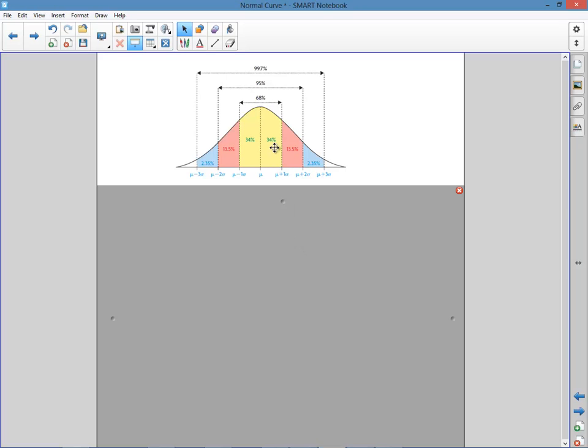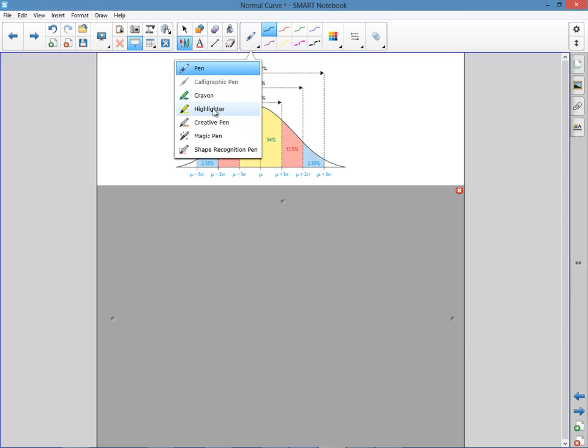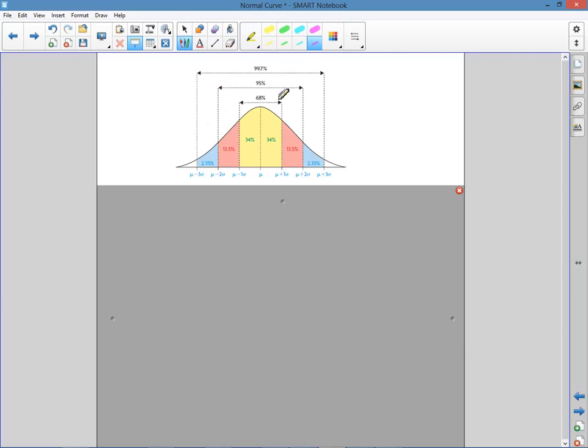Before getting into example 4, we'll take a quick review of the percentages of distribution, and these have to be known. What you must know is that within one standard deviation below is 34% of the data, and one standard deviation above is 34%. So within one standard deviation of the mean is 68% of all the data.